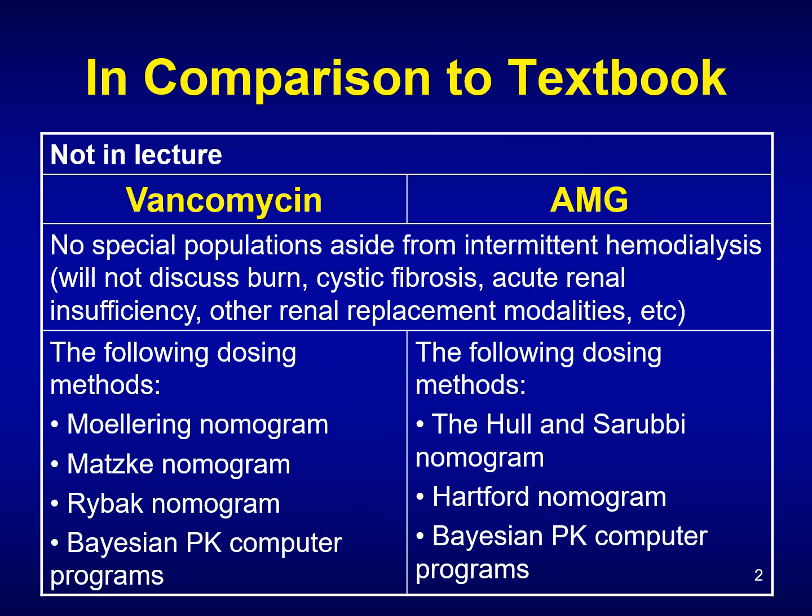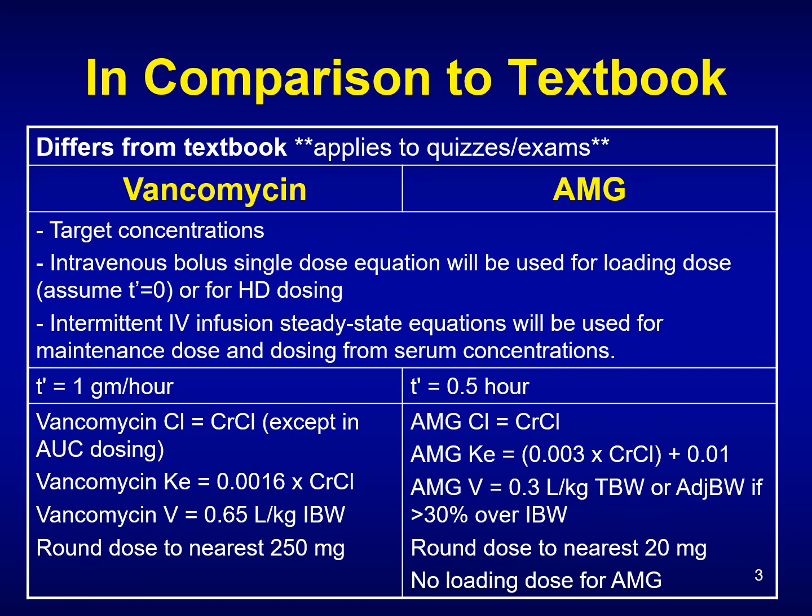In comparison to the textbook, we will not be discussing the following in my lectures. No special populations aside from intermittent hemodialysis patients. We won't be addressing any of the following nomograms, nor Bayesian PK computer programs. In addition, the following will be slightly different from that listed in the textbook.